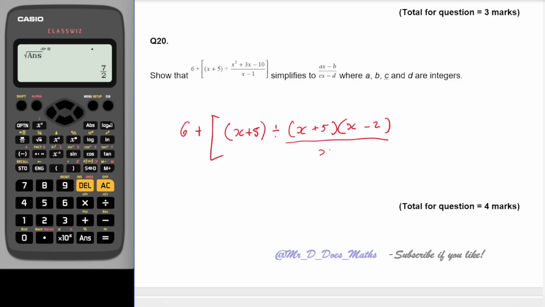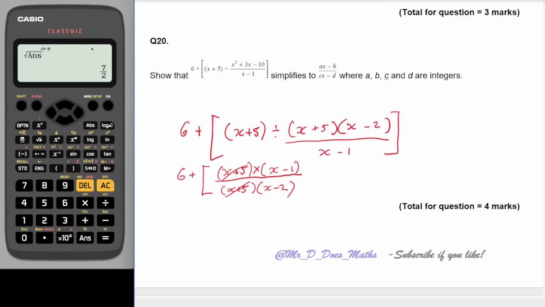Divided by x minus 1. Dividing by any fraction has the effect of multiplying by the reciprocal. So, I should have left myself a bit more working space here. 6 plus (x plus 5) times by (x minus 1) divided by (x plus 5) times by x minus 2. Now those parts cancel out.